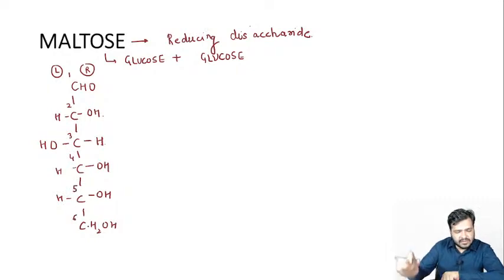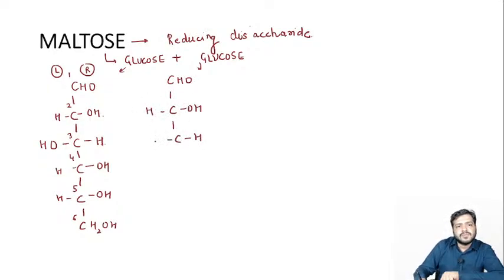Okay, so numbering we have already done 1 2 3 4 5 and 6. We have 6 carbons. Now we have drawn one glucose. Now I'm trying to draw another glucose. The same structure you have to repeat. Only the change is at the third carbon. The H is on the right side. Okay, so this is the second carbon.